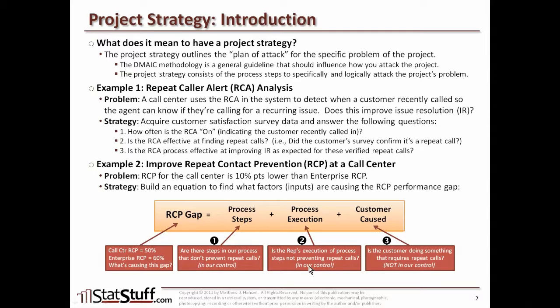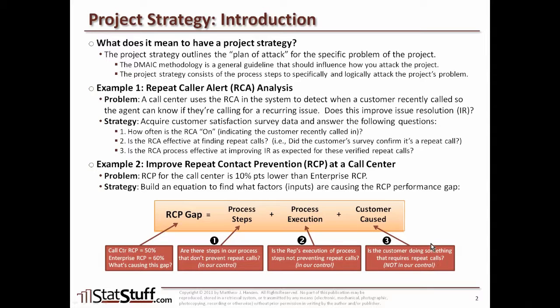Next, for the process execution, we basically said, maybe the process is okay, but maybe it's the reps themselves who are not doing an adequate job at following the steps, and by not following the steps, then again, they're not actually helping to prevent that repeat call. Again, that's something within our control because the agents or reps are the ones on the phone trying to follow the process that we define for them.